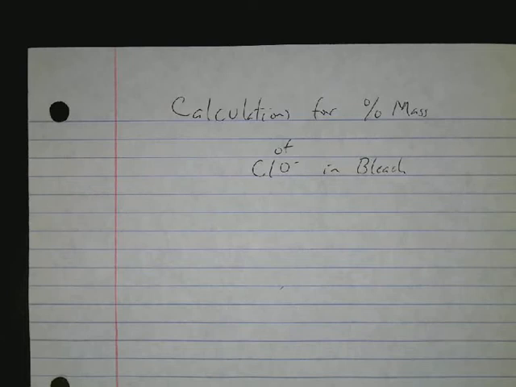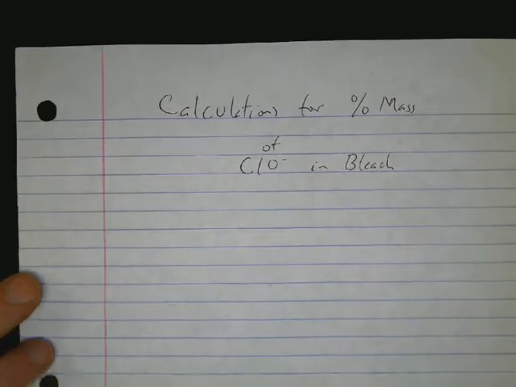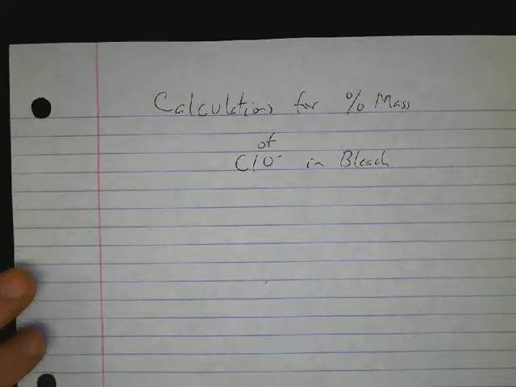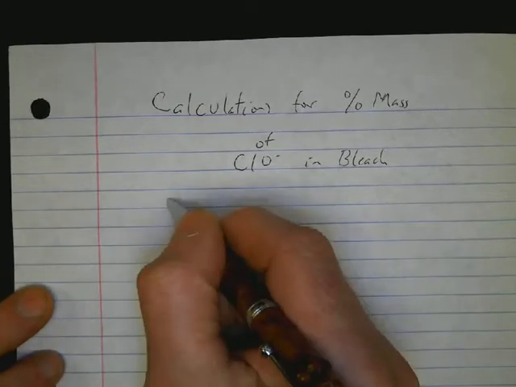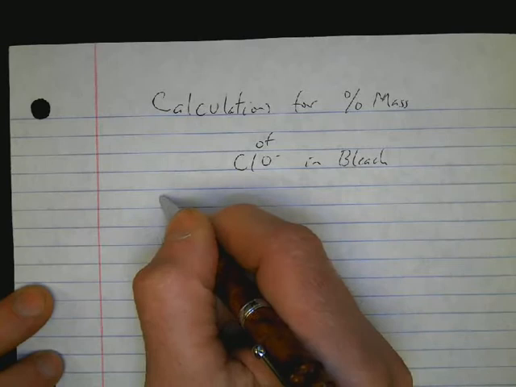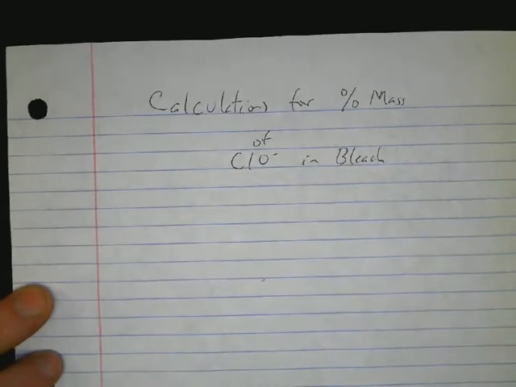Okay, here's how to do the calculations for the percent mass of hypochlorite in bleach. First of all, I hope you balanced the equations correctly. The equations are in your laboratory notebook, so if you don't have them balanced correctly, the stoichiometry is not going to turn out for you.